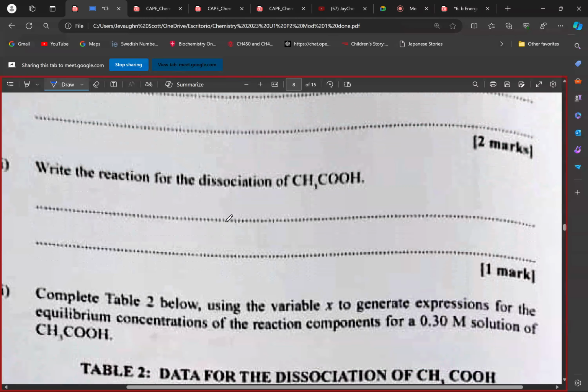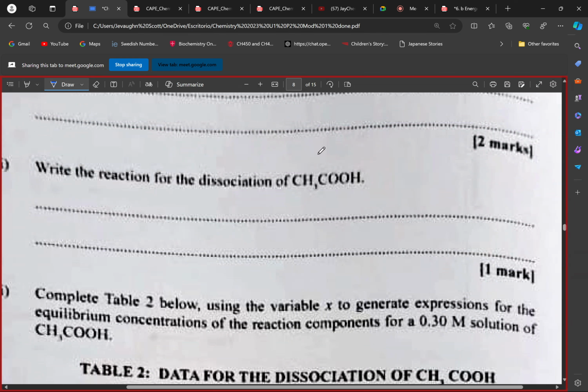Write the reaction for the dissociation of ethanoic acid. This is a repeat question. You would produce the ethanoate ion and the proton. Remember your double arrows. If you don't put your double arrows, I will not give you the mark. That's a personal thing. If it wasn't me, which mark would you get? No mark.